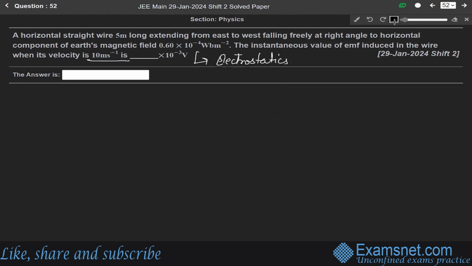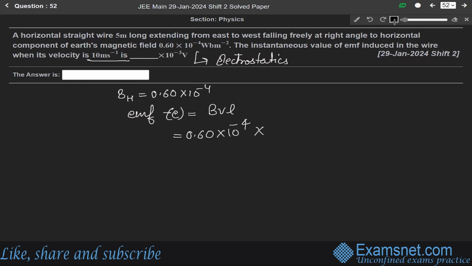So according to this question, the magnetic field is given as 0.60 into 10 to the power minus 4, and we have to find the induced EMF. So the direct formula for induced EMF E is BVL, magnetic field into velocity into length L. So it will be equal to 0.60 into 10 to the power minus 4 into velocity 10 meter per second into L. L is 5 meter long. So its answer will be 3 into 10 to the power minus 3 volt.